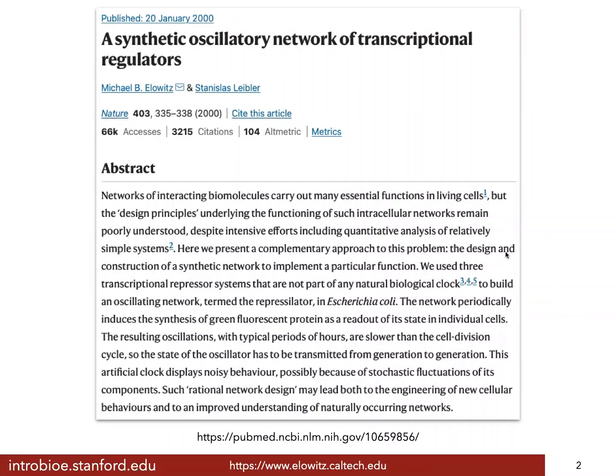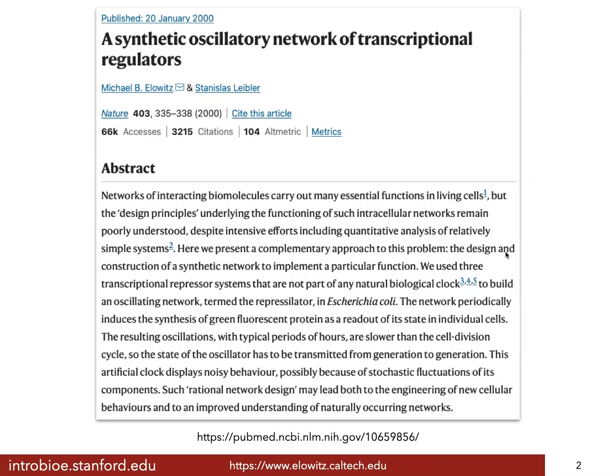Here's a paper, 23 years old. Maybe it's older than most of you now, which is incredible. A synthetic oscillatory network of transcriptional regulators. Oh, oscillatory network, an oscillating system. Transcription, that's the reading out of DNA to make RNA. Regulators, things that regulate transcription. Synthetic, we've made this oscillatory network from scratch, maybe. Michael Elowitz and Stan Leibler.